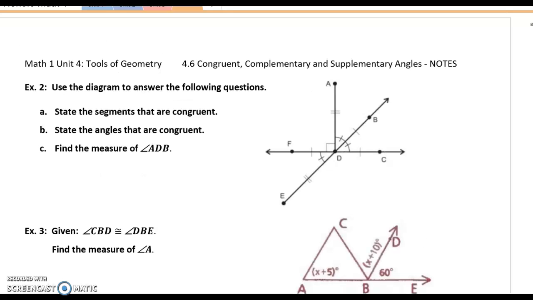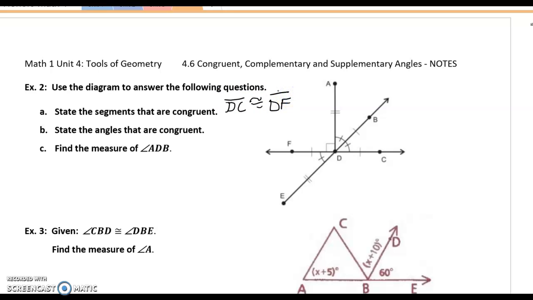All right, example number 2. They're asking us in part A to state the segments that are congruent. So again, we're looking for the tick marks for segments. As we can see here, we have similar tick marks right here for DC and DF. So for part A, we can say that segment DC is congruent to segment DF.